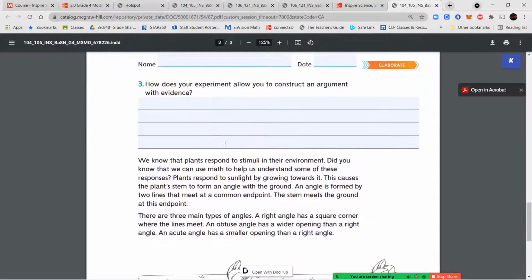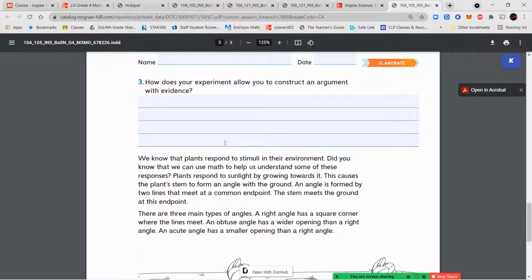For number 3, would your experiment allow you to construct an argument with evidence? So is what you're doing, can you defend it with evidence? Is it going to show your response? Are you going to be able to support your hypothesis?